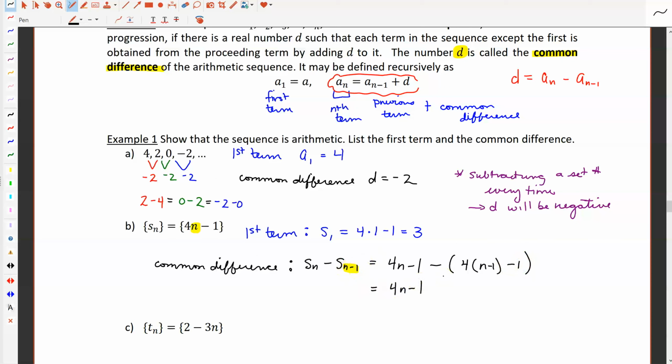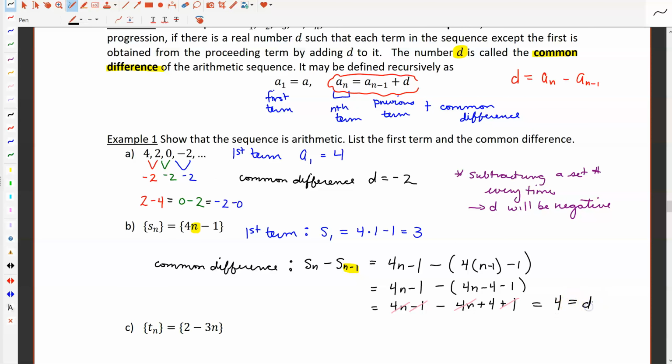All right, so I have a little bit of distribution that I need to do here. Just inside this set of parentheses, I'll have 4n minus 4 minus 1. I want to subtract all of that stuff, so I'll get minus 4n plus 4 plus 1. And we're going to get a bunch of canceling here. This 4n will cancel with that minus 4n. This minus 1 will cancel with this plus 1. And when everything's said and done, the only thing I have left is that 4. So that is going to be my common difference, d.